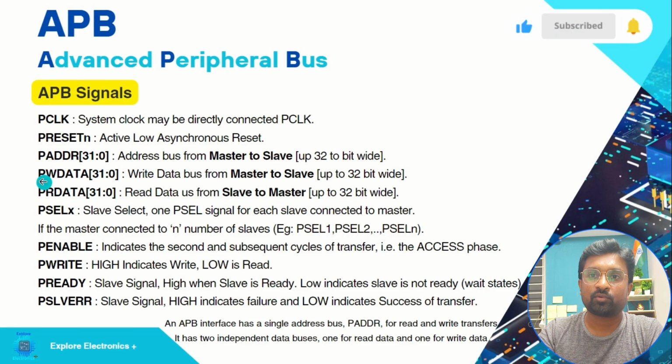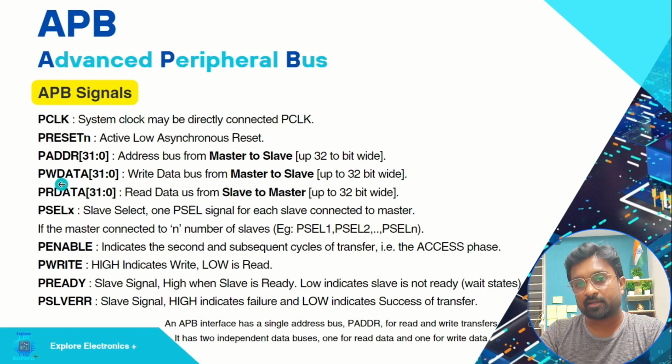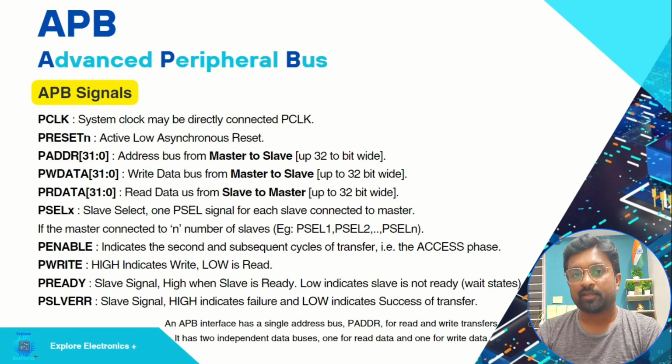And we have two data signals. One is PWDATA, another one is PRDATA. PWDATA corresponds to write data, and PRDATA corresponds to read data. Write data indicates the master is writing to the slave, so through PWDATA we are going to send the data values. PRDATA indicates that while the master is reading the transaction from the slave, the data will come through PRDATA. These signals can be up to 32 bits wide. We can use 8-bit, 16-bit, or 32-bit widths.